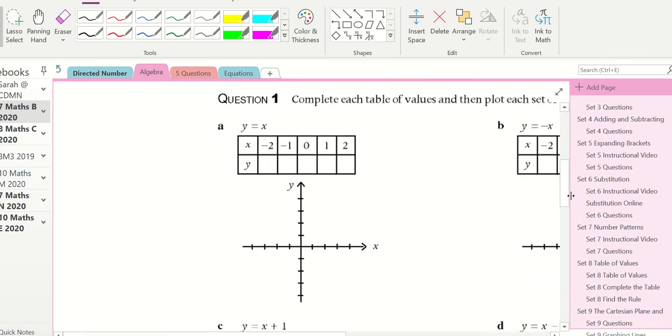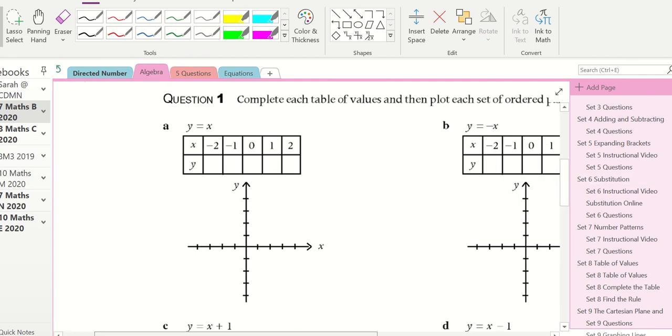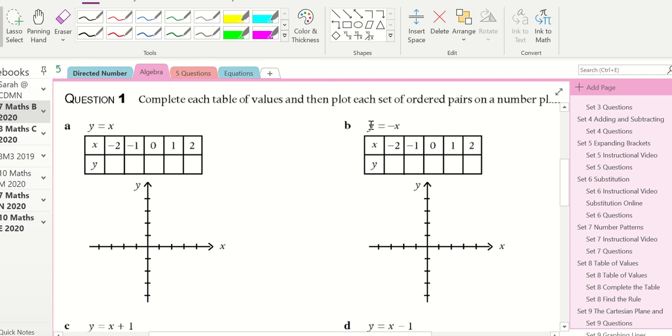Okay, so same, here's your rule, y equals x, so whatever y is, in this case x is the same. So minus 2, minus 1, 0, 1 and 2, that one's nice and easy. Then we move across to the next one. Here's your rule, y is equal to, now there's an invisible 1 here, so it's minus 1 times x. So you need to times each of these numbers here by minus 1.